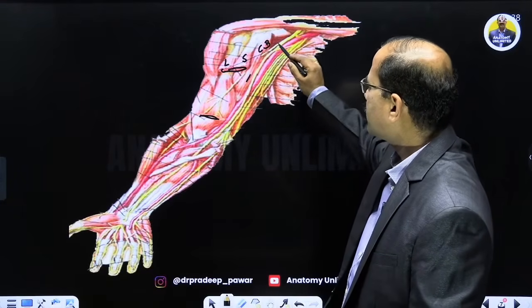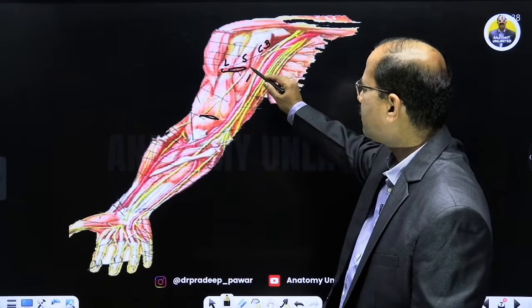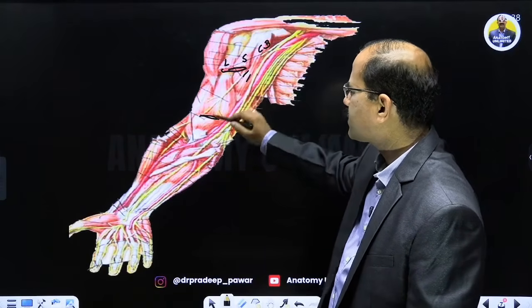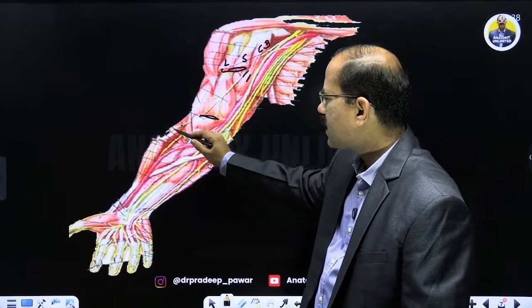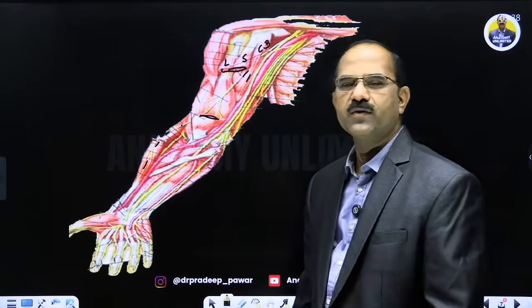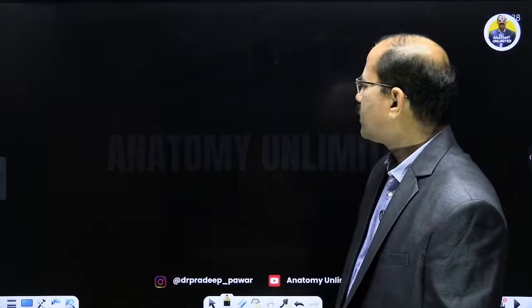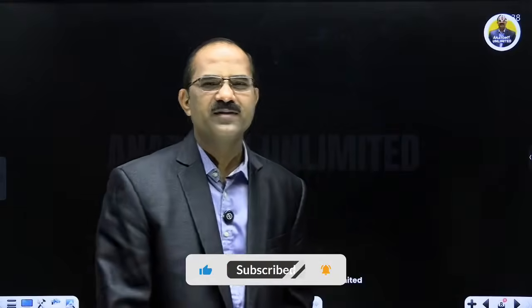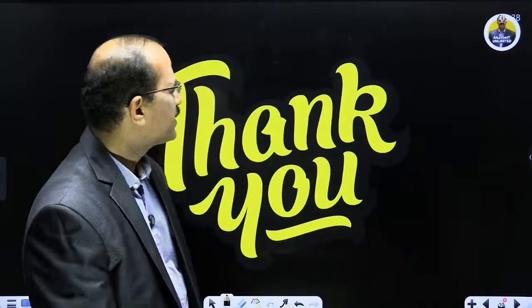This is the musculocutaneous nerve. ये coracobrachialis को pierce कर रही है. Now it is lying on the brachialis. Biceps को cut किया है, and now it continues as the lateral cutaneous nerve of forearm. Perfect है बच्चों. I hope this is clear to all of you. क्या बोल रहे हो? Clear है कि नहीं? सिंपल है. ओके, इट्स वेरी इजी.